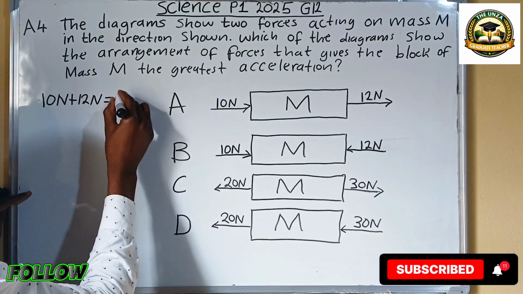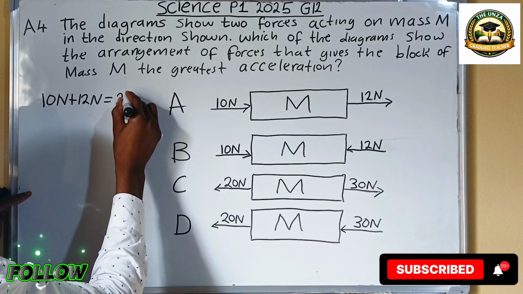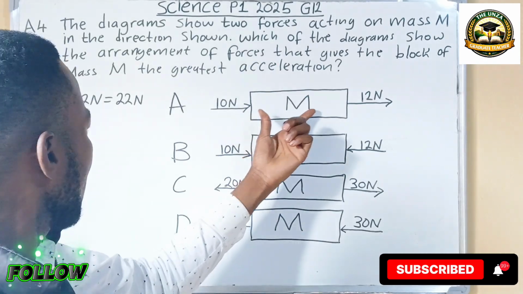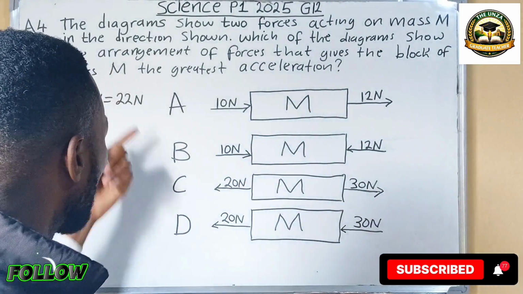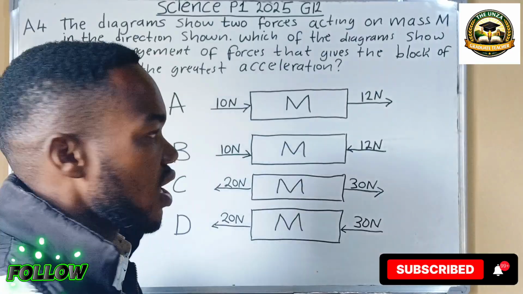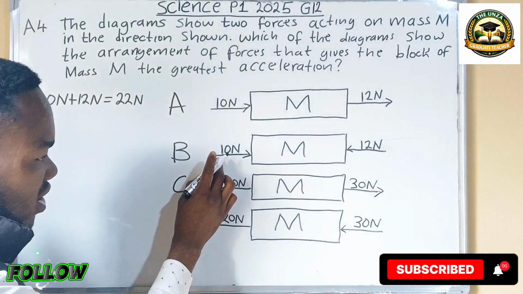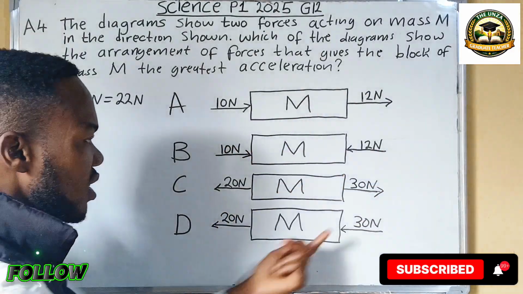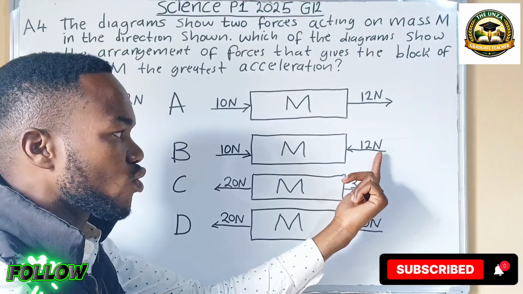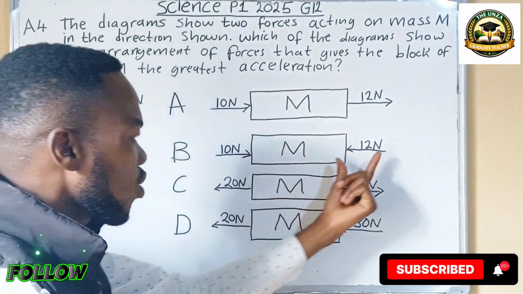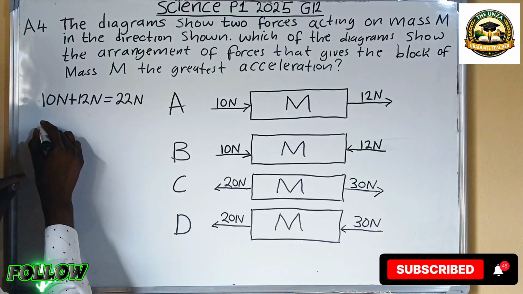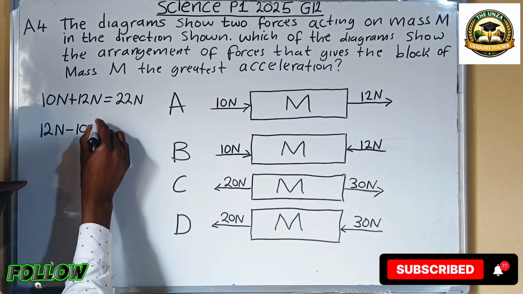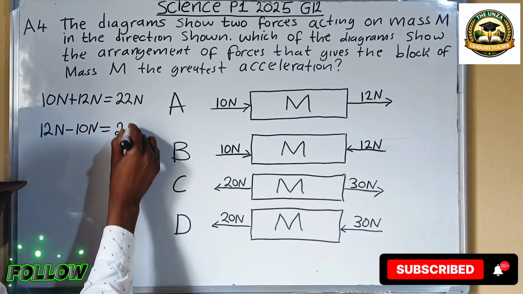It will give you 22 Newtons. That means this mass M, for A, it has got 22 Newtons. Then for B, as you can see, 10 Newton was going in the right direction. Then 12 Newton was going in the left direction. So you are going to subtract now. You say 12 Newton minus 10 Newton, it will give you 2 Newtons.